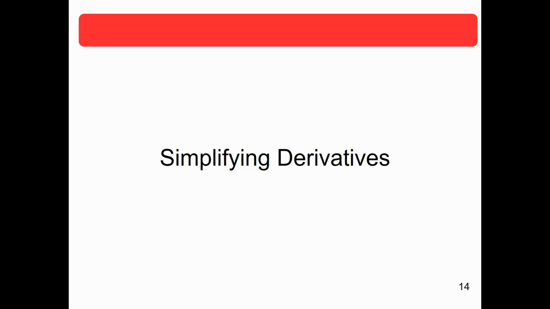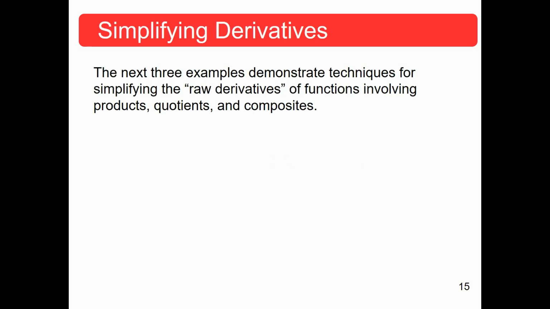So this video is going to be on simplifying derivatives. This is one of the most difficult aspects of calculus for a lot of students. And the reason is because it has nothing whatsoever to do with calculus. It is straight algebra. It's just about rearranging everything, combining like terms, factoring out common factors, and getting down to your final simplified answer. So we're going to look at 3 examples.